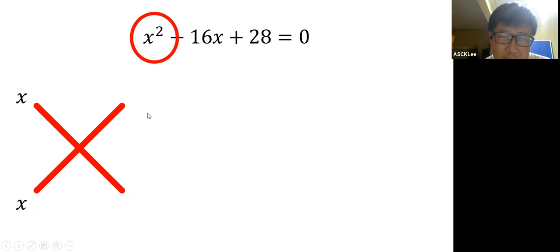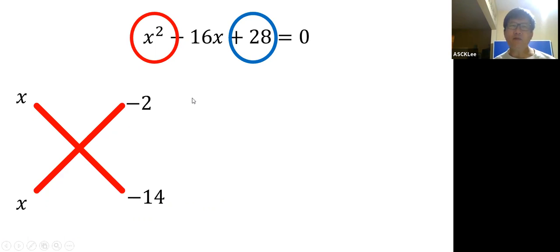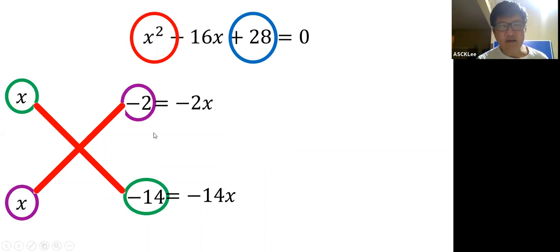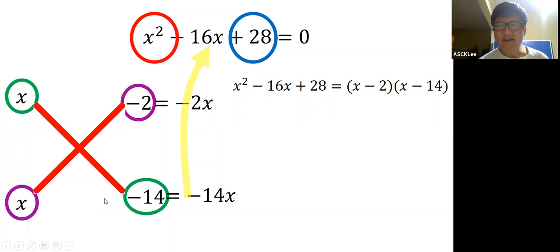X squared is x times x. 28 here is minus 2 times minus 14. And when you multiply it out, you see that x times minus 14 is minus 14x, and x times minus 2 is minus 2x. When you total these two up, minus 14x plus minus 2x, you do get minus 16x, which means x minus 2 and x minus 14 are your factors. You have hit the jackpot.